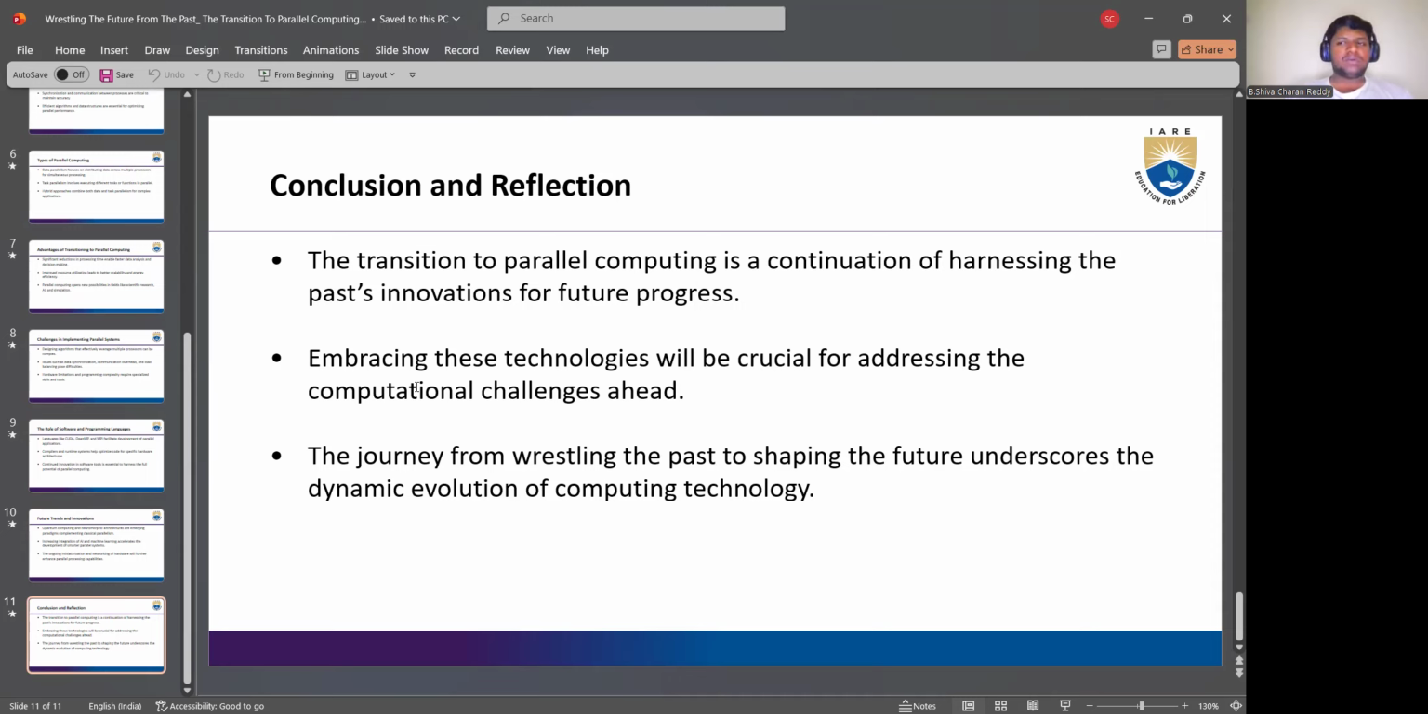The transition to parallel computing is our past efforts being recognized now. They paved the path for us. Embracing these technologies will be crucial for our development, and for the computing challenges which may come ahead due to the complexities which arise. And also wrestling with the past to shape the future. This underscores the dynamic evolution we are undergoing, and also represents our development as a race itself.